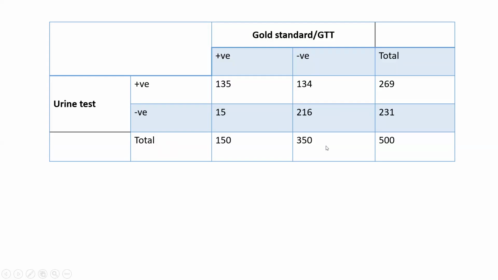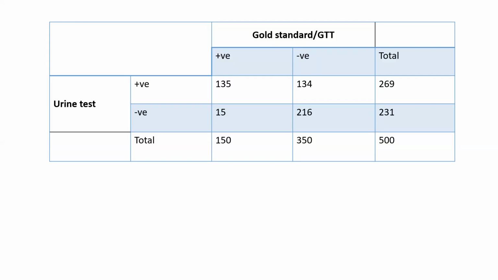That means, out of the gold standard negatives, how many the screening test identified as negative, and out of the gold standard positives, how many it identified. From this data you should be able to calculate the sensitivity, specificity, positive predictive value and negative predictive value. Sensitivity is the ability to identify positives as positive. So the value is 135 divided by 150. You calculate it as a percentage, so multiply by 100.